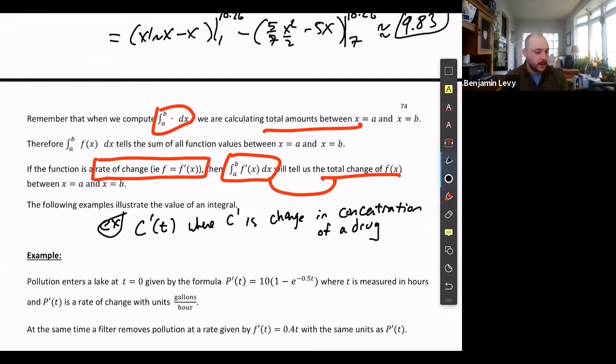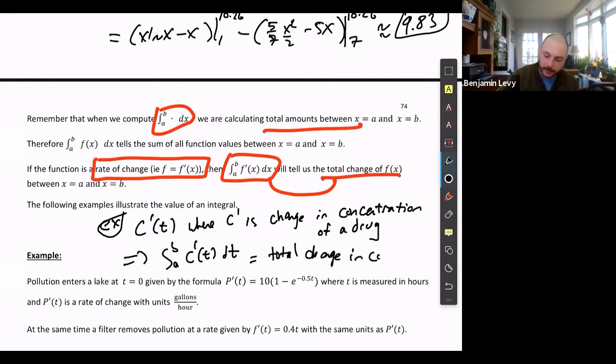In that case, if we integrated this thing between 2 points, it would tell us the total change in concentration, right? So if this was like Advil, and we took it between 2 points, we wanted to know how much is in our bloodstream by this point, and we had this function, we could integrate it, right? That would tell us the total change in concentration.